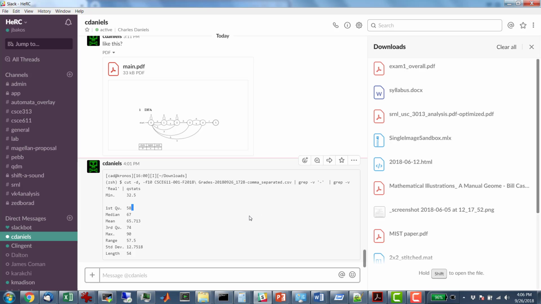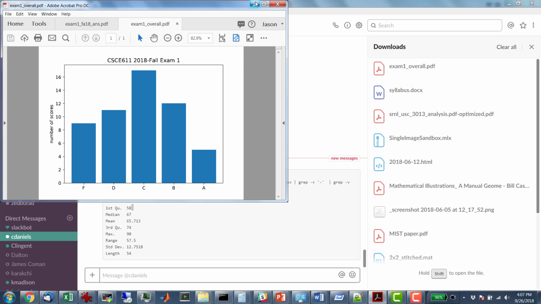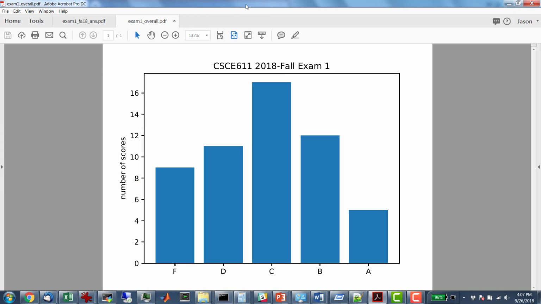So out of 90 points, the mean was 65, and the median was 67. Max was 90. Standard deviation 12. So average was 65. We've got this is the histogram by letter grade. So this is 90. A is 90.